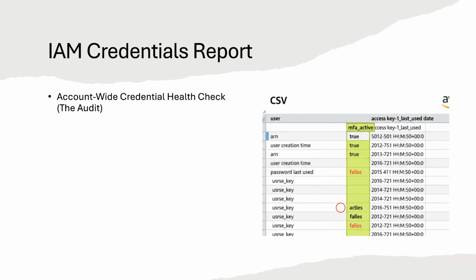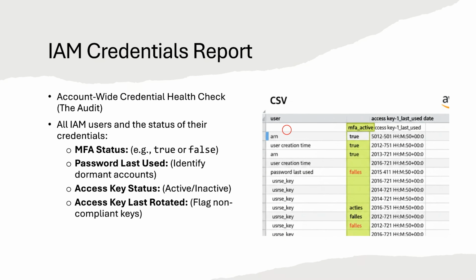The IAM credentials report is your account-wide health check. You can call it the audit. It's an indispensable audit tool that you can generate and download right from the AWS console itself. On the right side, you can see the CSV example. This is an example screenshot, but the original CSV file we will go through during our hands-on session. Now let's start with one question. What is it? It's a comprehensive report, a downloadable CSV file that lists every single IAM user in your account.